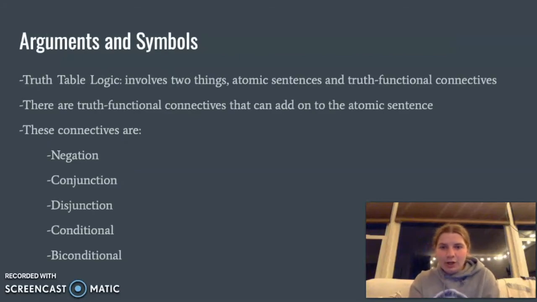So for now, arguments and symbols. Truth table logic involves two things: atomic sentences, which are also referred to as simple sentences, and truth functional connectives. There are truth functional connectives that can add on to an atomic sentence. These connectives are negation, conjunction, disjunction, conditional, and biconditional. I'm going to explain all of these in the next few slides.